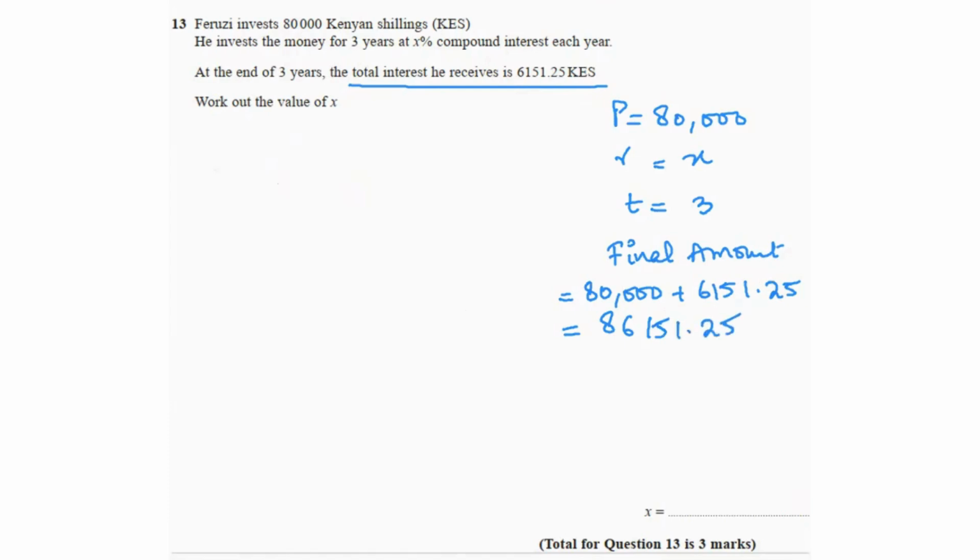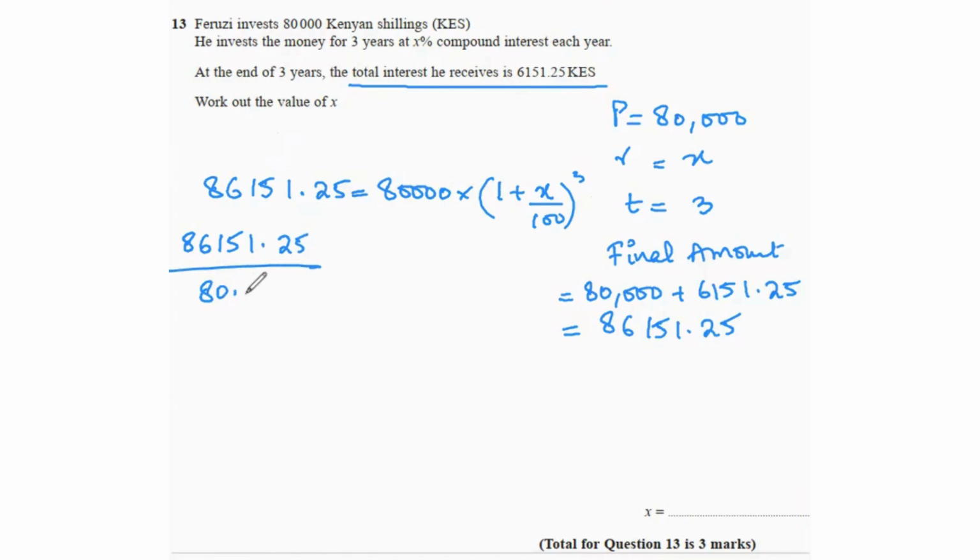86,151.25. So now we plug these values into the formula where the final amount is 86,151.25 equals 80,000, which is the initial amount, times (1 plus x over 100) to the power of 3. So first we divide 86,151.25 by 80,000, which is 1.076890, and this is (1 plus x over 100) to the power of 3.